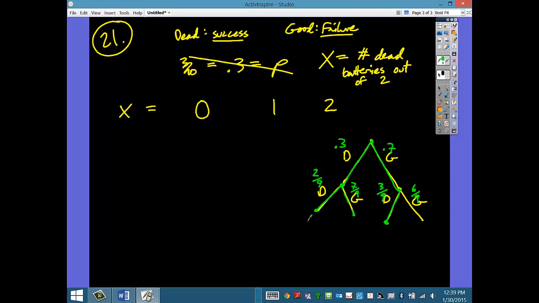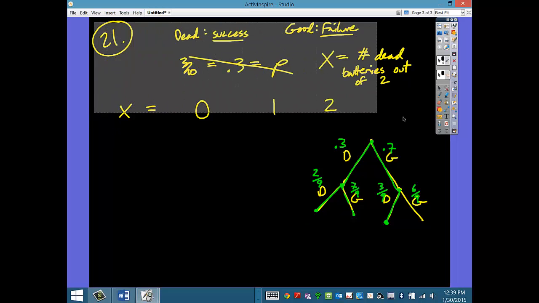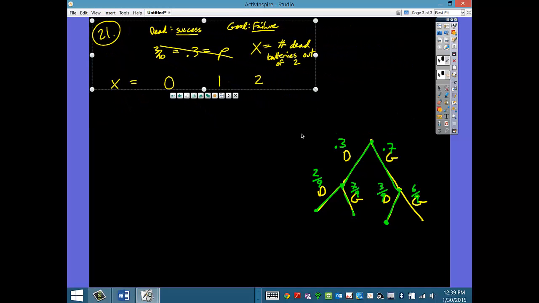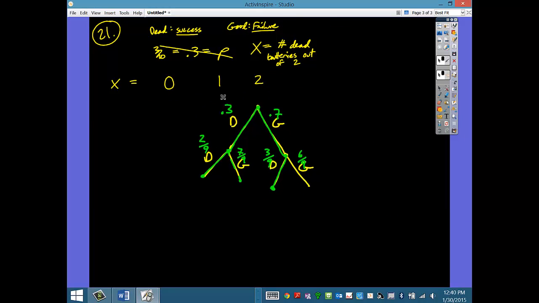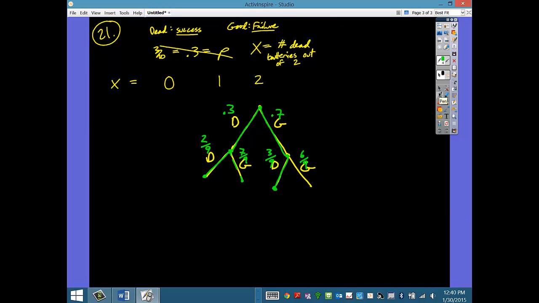Let's shrink this down and move this here. This needs pride of place because we are going to write our outcomes. 2 dead batteries is our 2 successes. This right here is considered 1 success, but then so is this, right? And this is considered no successes. So these are our x values. This is going to be a little weird looking because I have 1 twice in my distribution, but that's okay. So we'll multiply to get these probabilities.